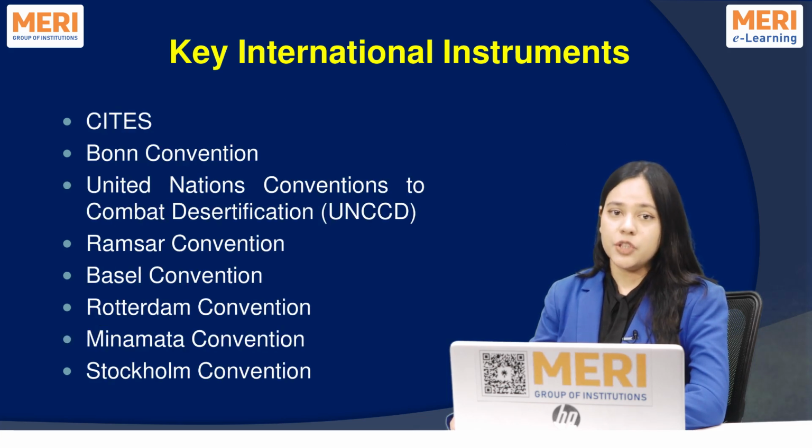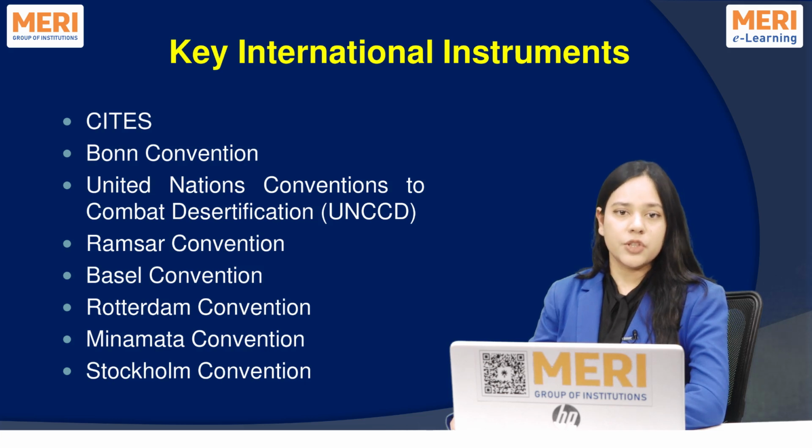CITES, the Convention on International Trade in Endangered Species of Wild Fauna and Flora, was signed in 1973 and came into effect in 1987. With 178 state parties, this treaty regulates and monitors international trade in endangered species, ensuring that they are not exploited to the point of extinction.